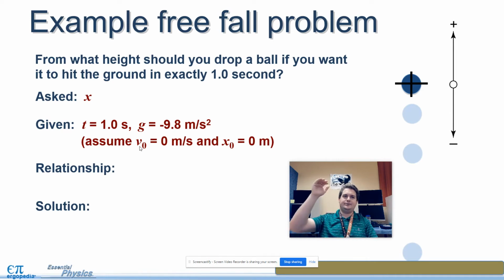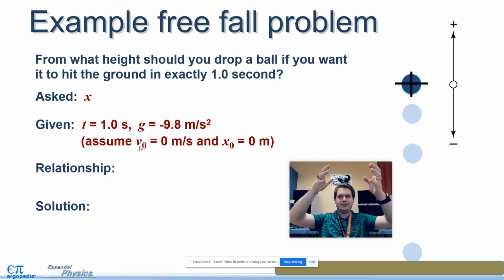So I want to know the height, and you're given time, 1 second. You're also given acceleration without realizing it, because it says you're dropping something. If you're dropping something, it is accelerating at the rate of gravity. Okay, so you're given gravity, and notice you're not given an initial position, and you're not given an initial velocity. Well, think about this also. If you drop something, just let it go. You are given the initial velocity.